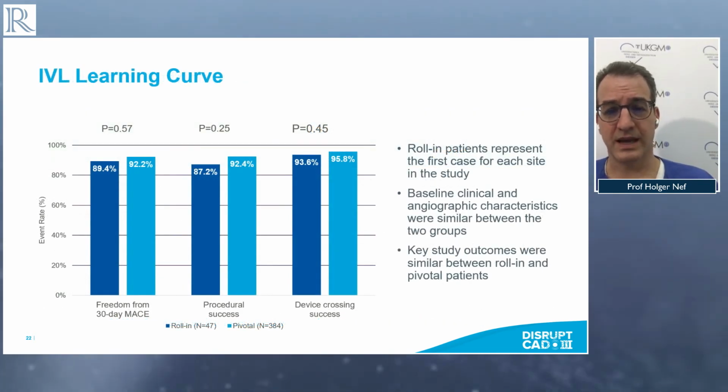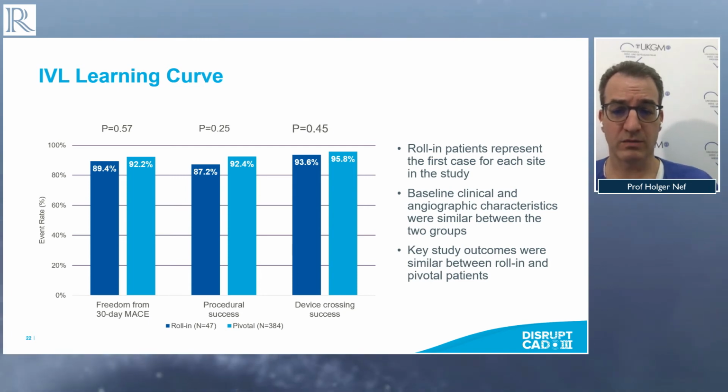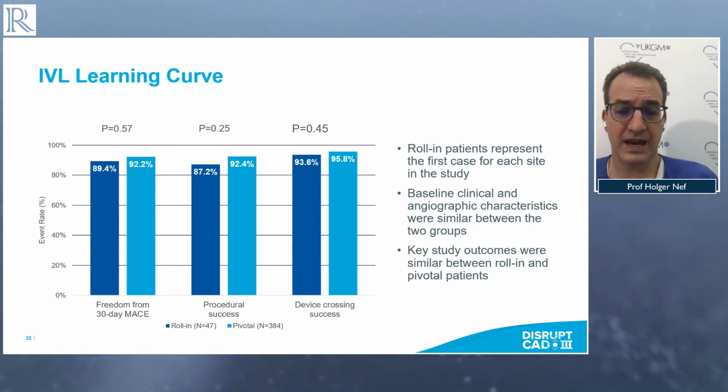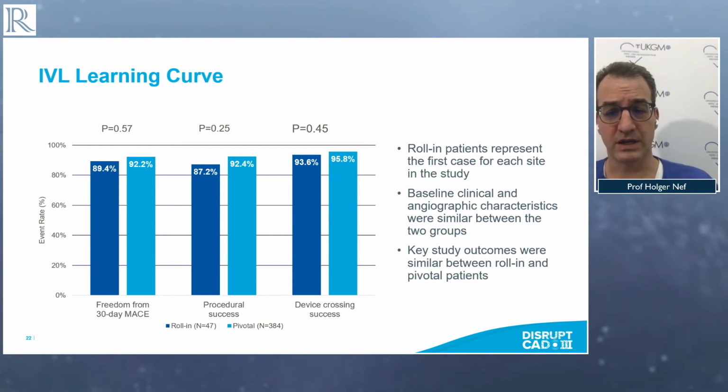So this slide shows you the learning curve, and you are well aware of the fact that we have a learning curve in all kinds of new devices. This slide compares the 47 roll-in patients, which represent the first cases for each site in the study, to the other patients, showing no difference in the key outcomes. That means freedom from MACE, procedural success, or device crossing success.